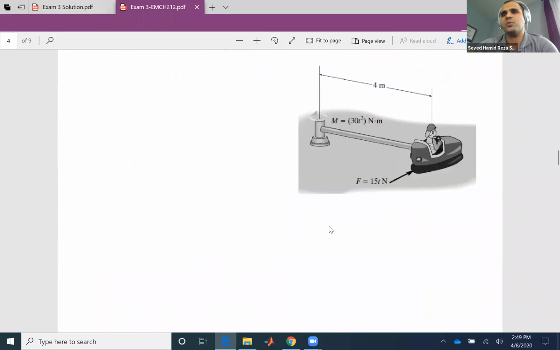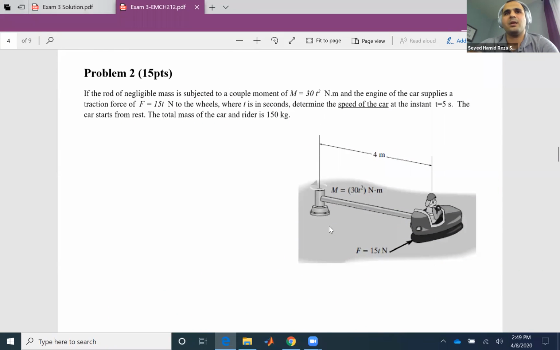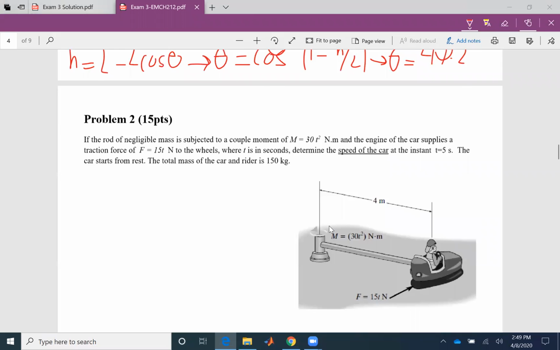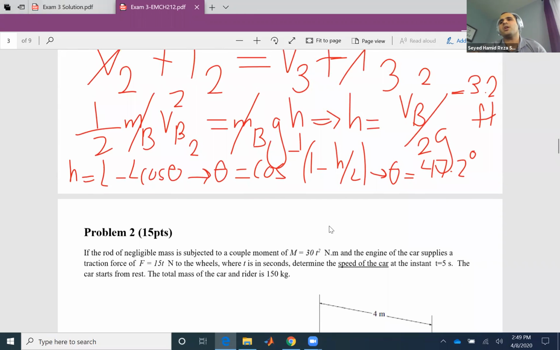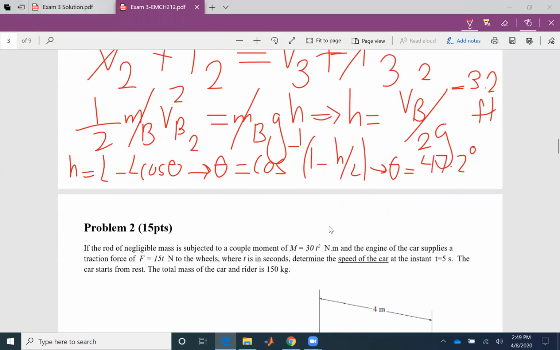If there is no question, we can move to the second problem. What was the answer for the angle for that first one? 47.2. Okay, thank you. Sure.